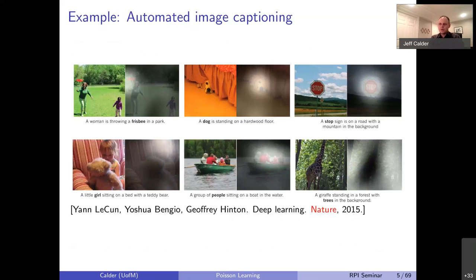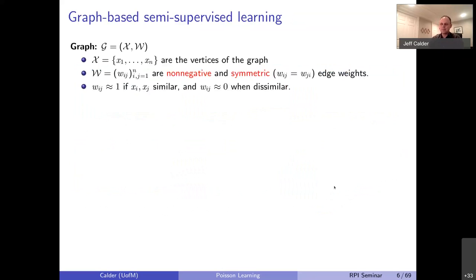For example, maybe you want to automatically caption an image. Here the data is the image, say the raw pixel values, the red, green, and blue values, a very high dimensional vector. The labels are the captions for the images. You would give a lot of training examples of images with captions, and you would train, like in this paper, a deep neural network to learn how to caption new images. These are all captions that have been generated automatically by a deep neural network, and you can see they're all fairly close to being correct, or exactly correct.